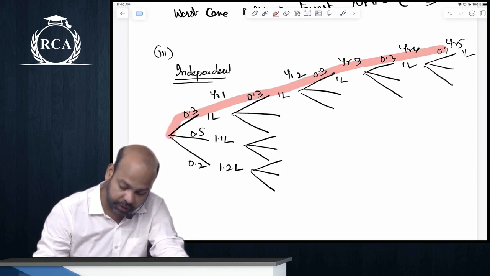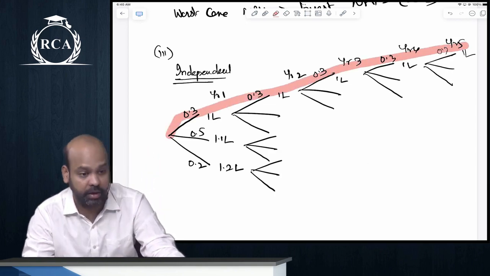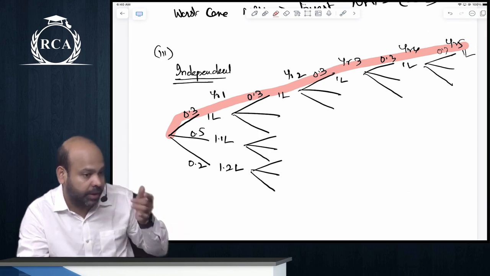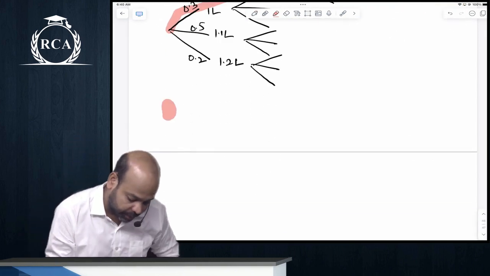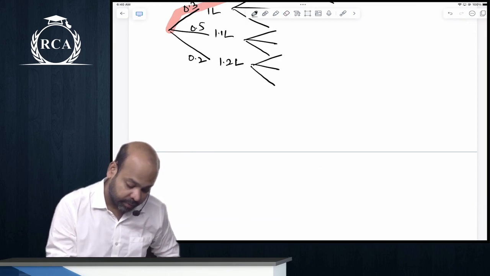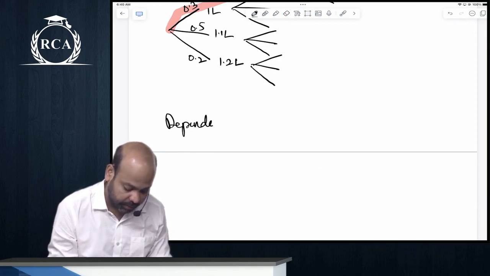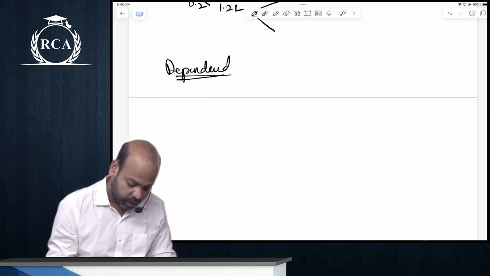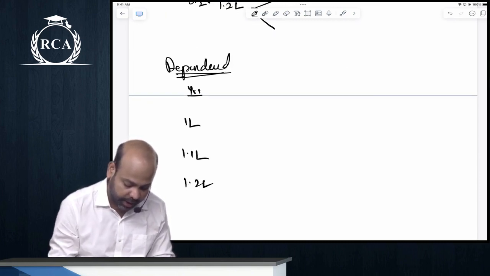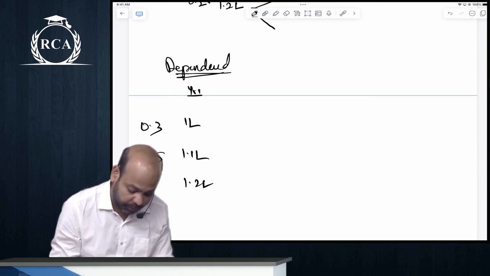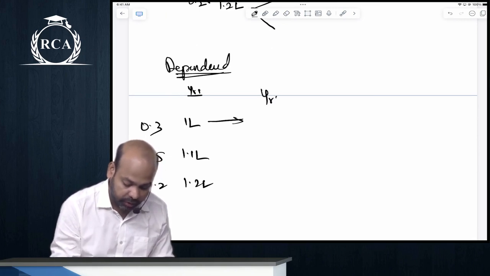Only if the cash flow is 1 lakh every year, it is 0.3 power 5. If the cash flows are dependent, what will it mean? Once in year 1 you determine whether it is 1 lakh, 1 lakh 10,000 or 1 lakh 20,000, the probability of which is 0.3, 0.5, 0.2. Every year there is only one possibility.